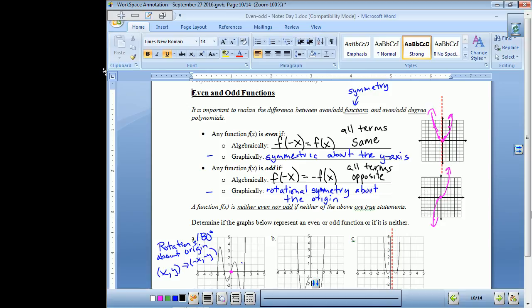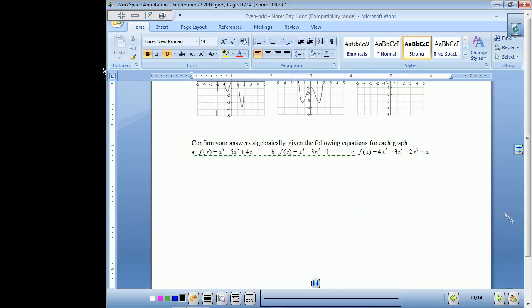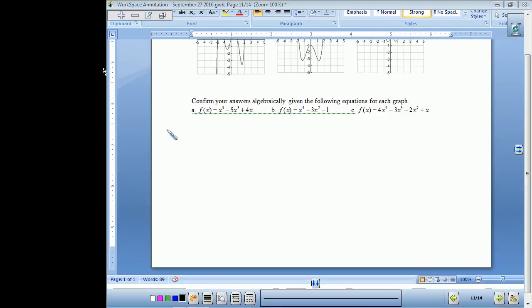Okay. Alright. So, let's look at 3. And since we have 3, we're probably going to have an even, odd, and a neither, aren't we? Probably. Alright. So let's look at the first one, A. If we plug in the opposite of x, how do we do it? Every place there's an x, put a big parenthesis.